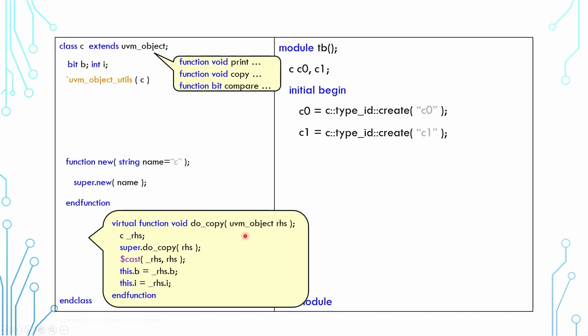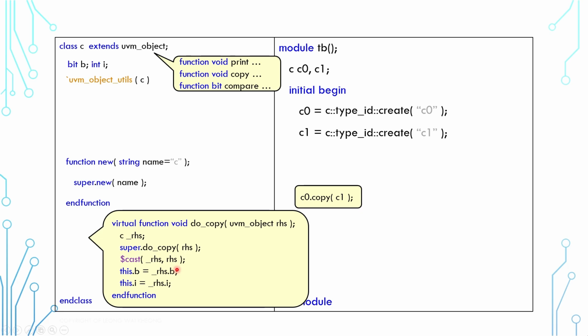As a function from the base class uvm_object, we cannot change its definition. For example, this doCopy function requires an argument of uvm_object. From the outside, when we call the copy function with an argument of C1, which is a C object, it would appear as a uvm_object inside the function. As a uvm_object, it is unaware of the bit b and int i, and therefore we need to do a typecasting. By doing this, we are converting the uvm_object rhs back to a C object. And only after that, we can perform the copy operation.